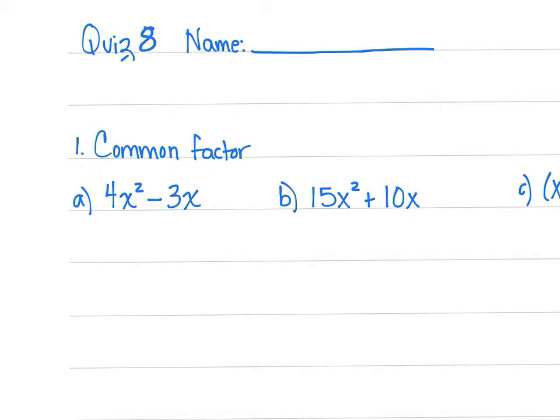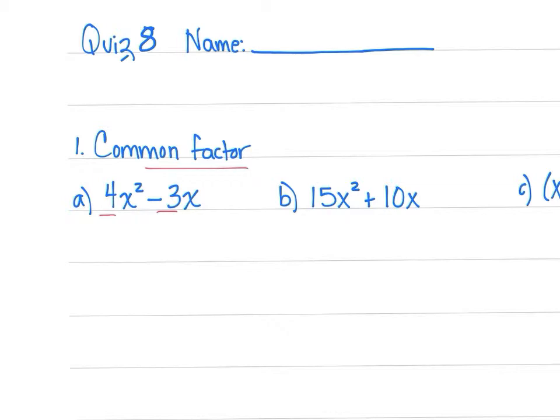Here's quiz 8 worked out. And notice how you're being asked to solve for a common factor. So what you'll do is look at this problem, 4x squared minus 3x, and address first the numbers and decide, is there a common factor between 4 and negative 3? Is there a common number that you can divide into them other than 1?